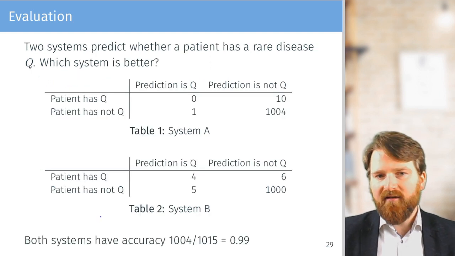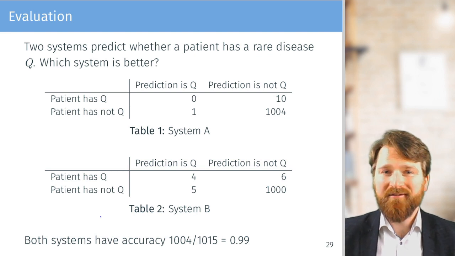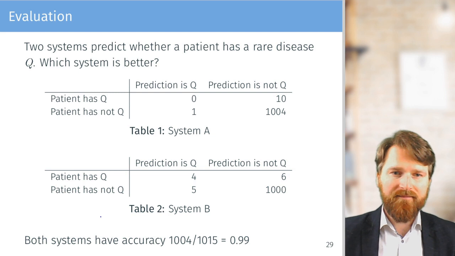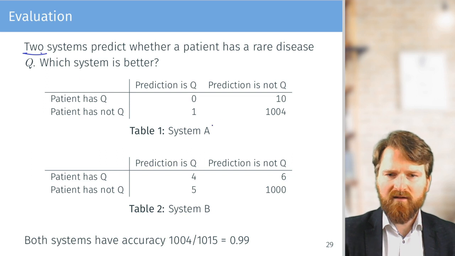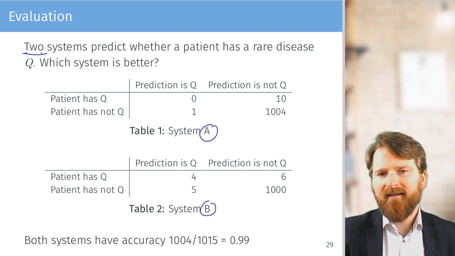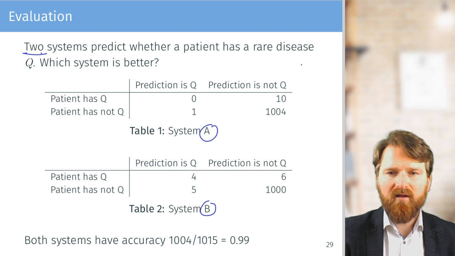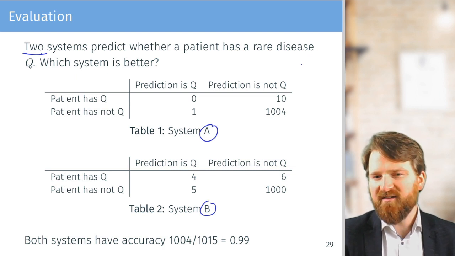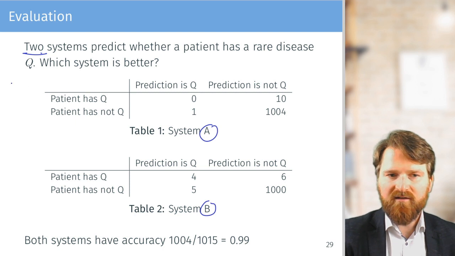But now here's an interesting example of how accuracy could be or could not be really useful for evaluating a system. So let's say we have two systems, system A and system B. They both evaluate whether a patient has a rare disease Q. And we want to compare these two systems, to see which system is the better one. And we have something called a confusion matrix here.